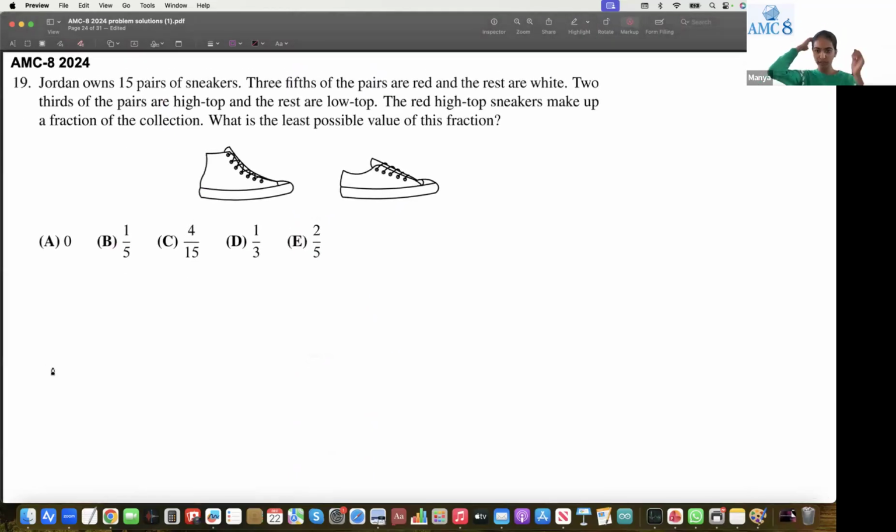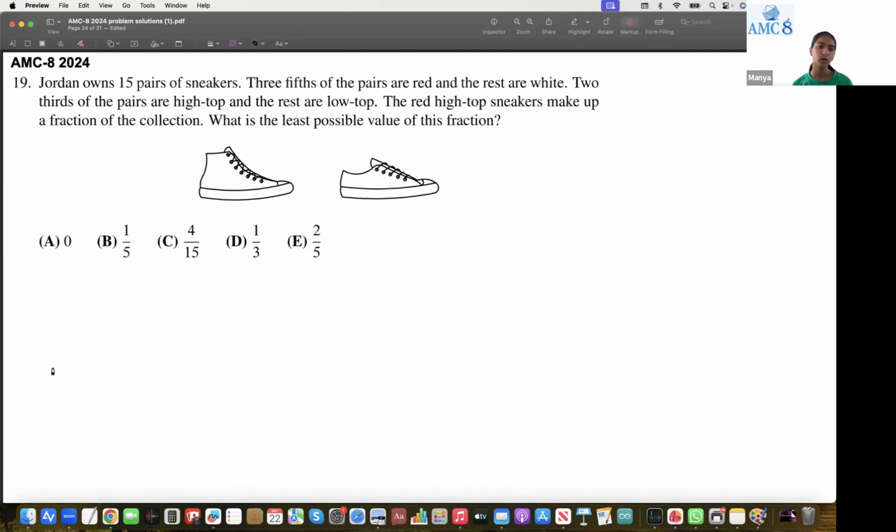Jordan owns 15 pairs of sneakers. 3/5 of the pairs are red, and the rest of them are white. 2/3 of the pairs are high top, and the rest are low top. The red high top sneakers make a fraction of the collection. What is the least possible value of this fraction?